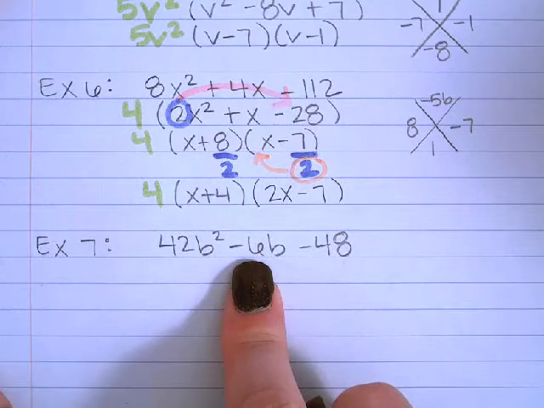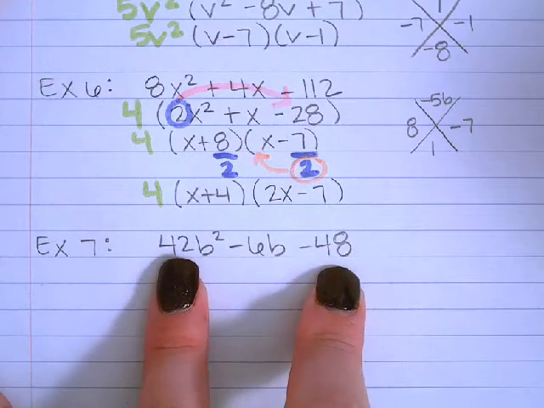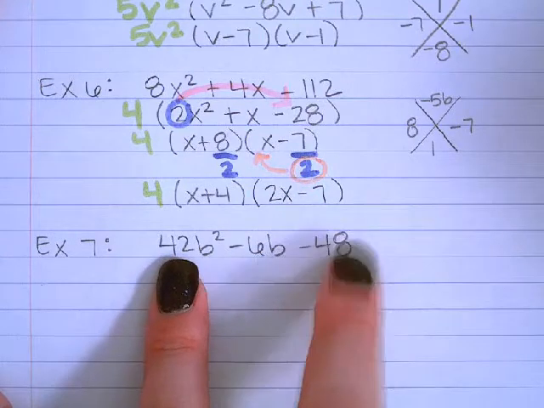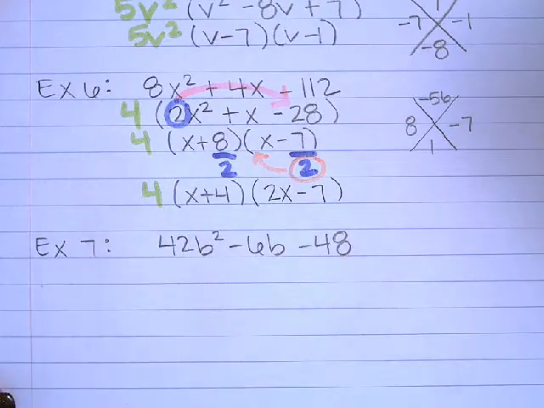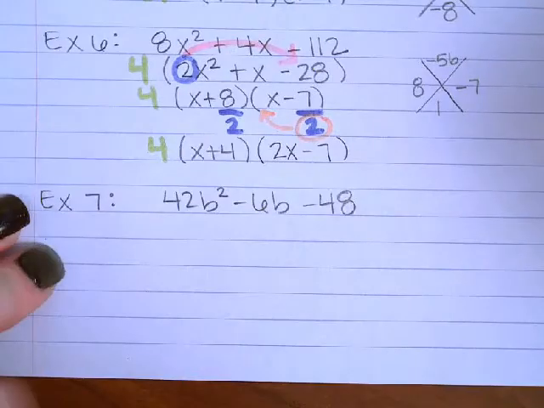And so if I double check to see how it works with these two, I can see that 42 divided by 6 is 7. And 48 divided by 6 is 8. And so that means that my GCF for this problem is 6.